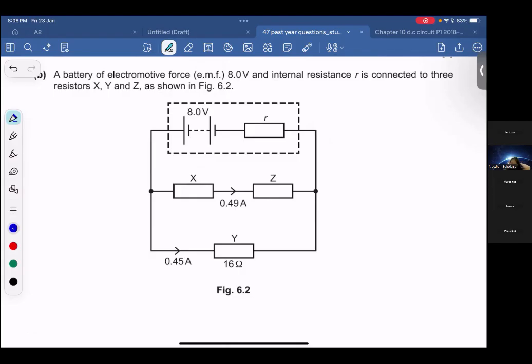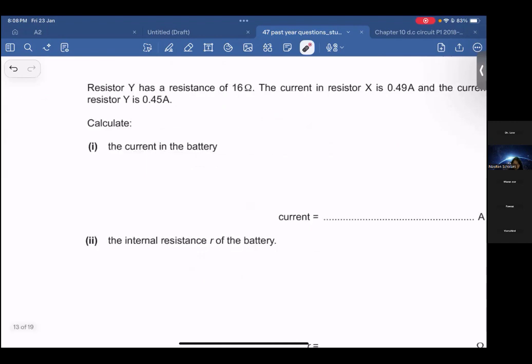Okay, a battery of EMF 8.0 volt and internal resistance r is connected to 3 resistors. The next question says that resistor Y has 16 ohm, already labeled. Current in X is 0.49 ampere. The current in Y is 0.45. What is the current in the battery? Once you see 'in battery', that means the total, because starting from the battery going out and coming back to the battery.